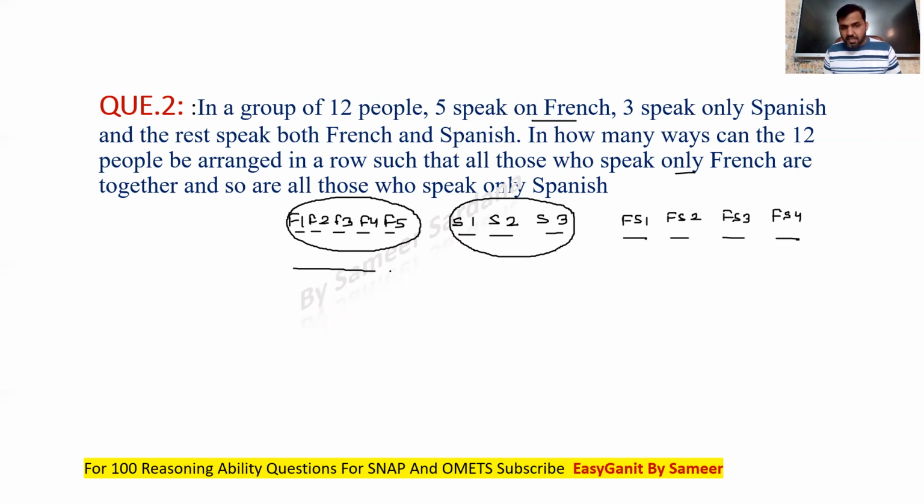So this is 1 single unit. This is 1 single unit, 2 unit. And then we have 3, 4, 5, 6 units in total, which we are supposed to arrange. Now, 6 units can be arranged among themselves in 6 factorial ways. And these 5 French people can be arranged among themselves in 5 factorial ways. These 3 Spanish people can also be arranged among themselves in 3 factorial ways. This would be the correct answer of the question, right?